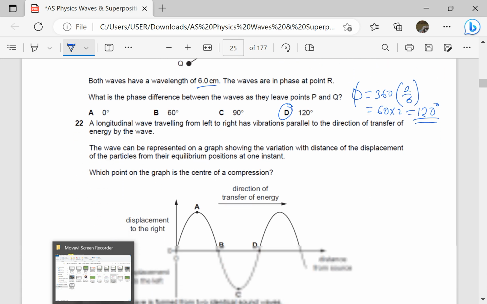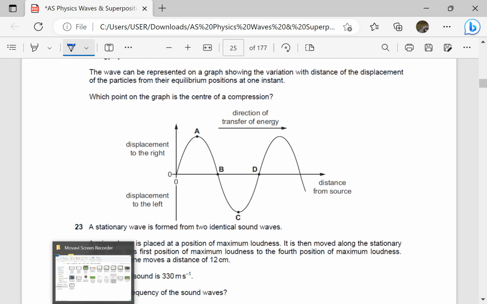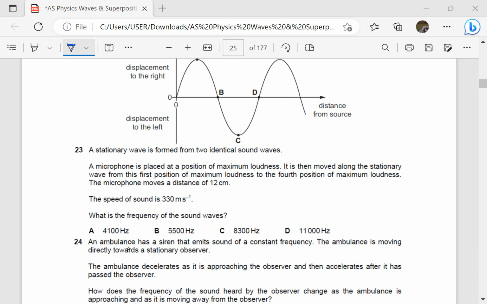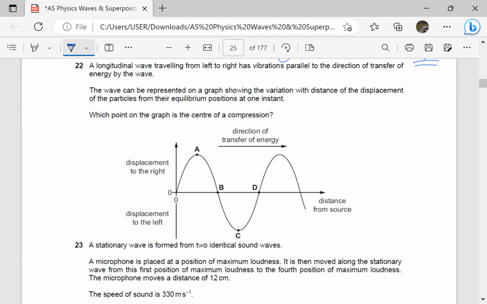A longitudinal wave traveling from left to right has vibrations parallel to the direction. What is wrong with this? Vibrations parallel to the direction of transfer of energy by the wave.